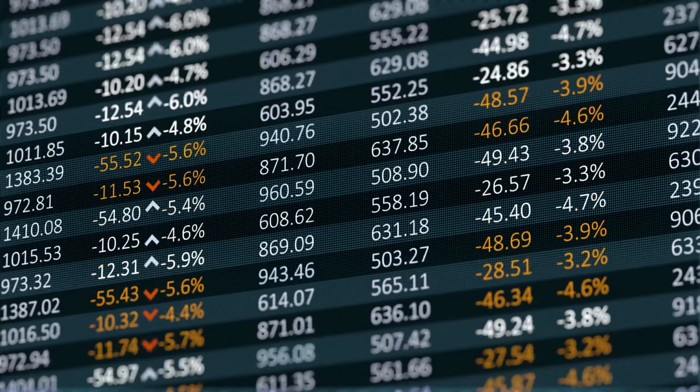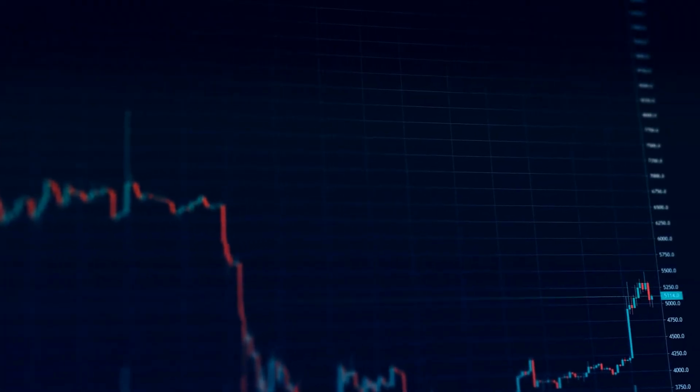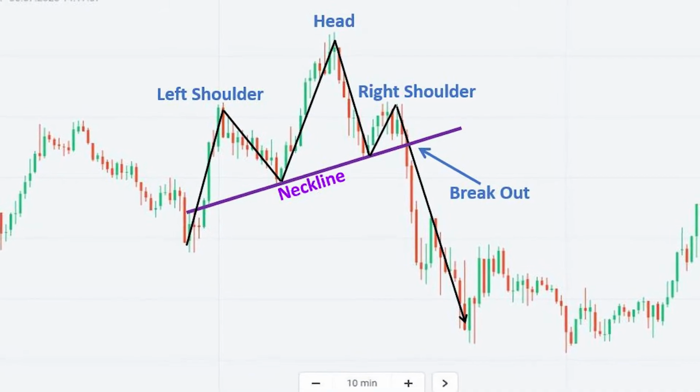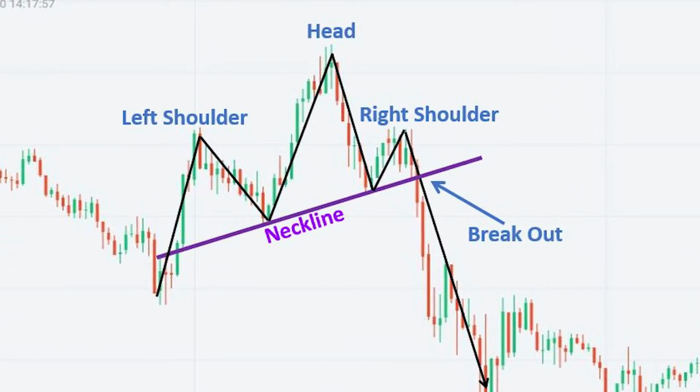The volume is generally lesser in the right shoulder formation compared to the left shoulder and the head formation. The line called a neckline can be drawn across the bottoms of the left shoulder, the head, and the right shoulder.